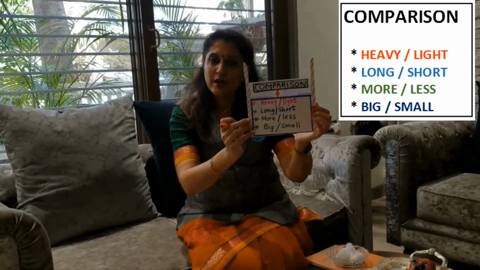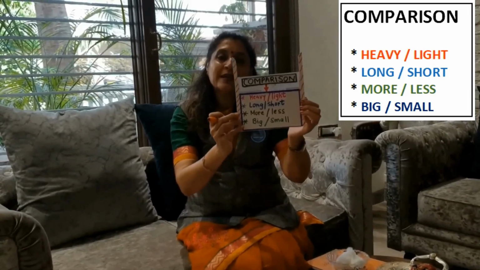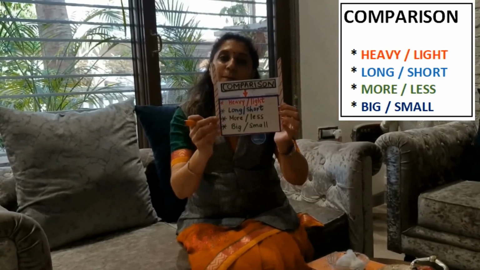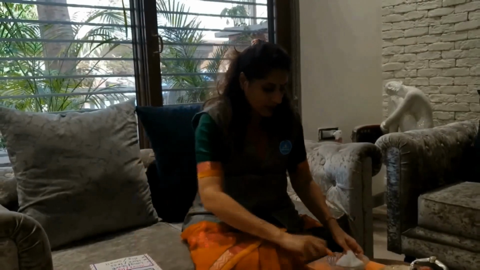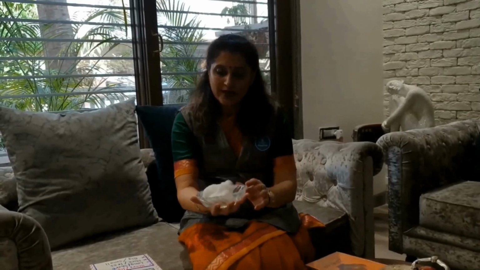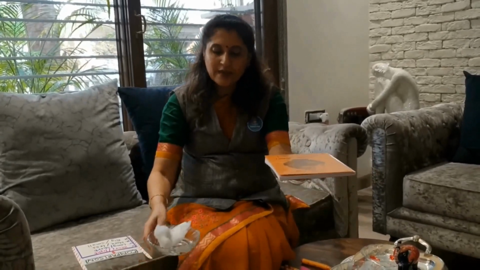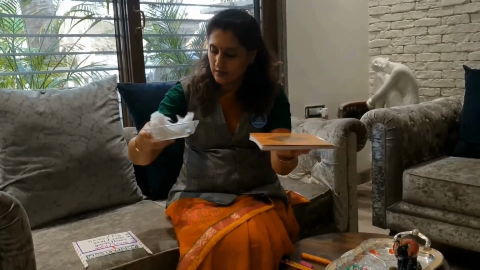Now I am going to show you the objects which will clear your concept of comparison. Children, here you can see cotton. You can see cotton, and here in my hand, left hand, I am holding this notebook. So notebook is heavy. It is heavy in weight, and cotton is light in weight. See, it's so light. Cotton is so light and notebook is very heavy. So heavy and light. This is the comparison.